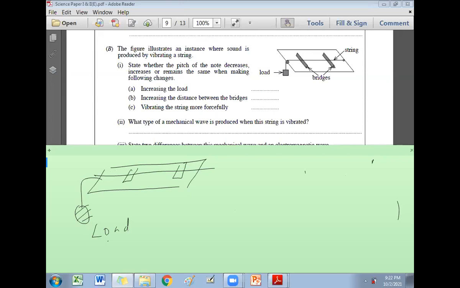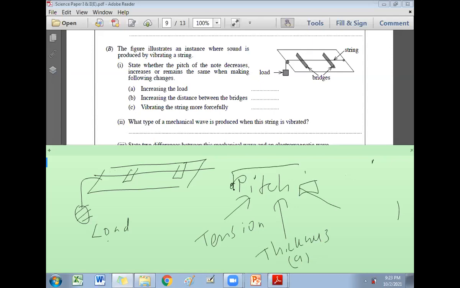First I will tell what the factors affecting the pitch are. Pitch is one of the main characteristics of sound. Pitch depends on, number 1, the tension of the wire. Number 2, thickness, or the area of cross section of the wire, which I'll write here as A. Third factor which determines the pitch of the sound produced by a musical instrument is the length of the wire, L-E-N-G-T-H.